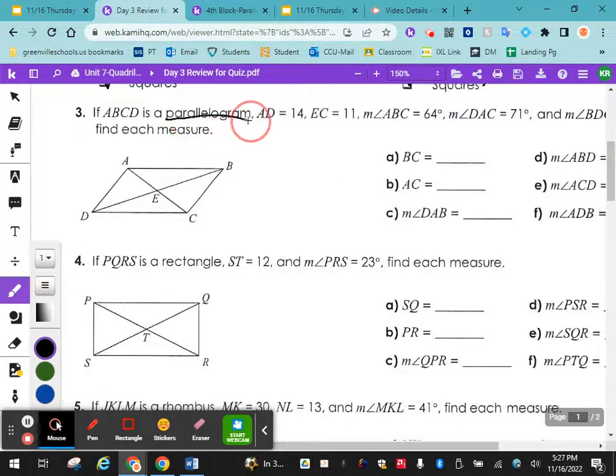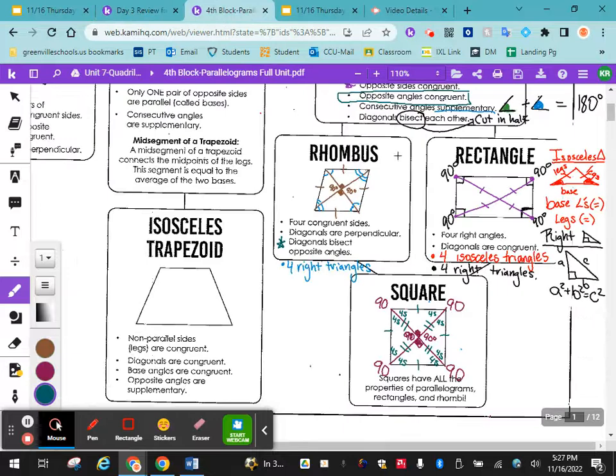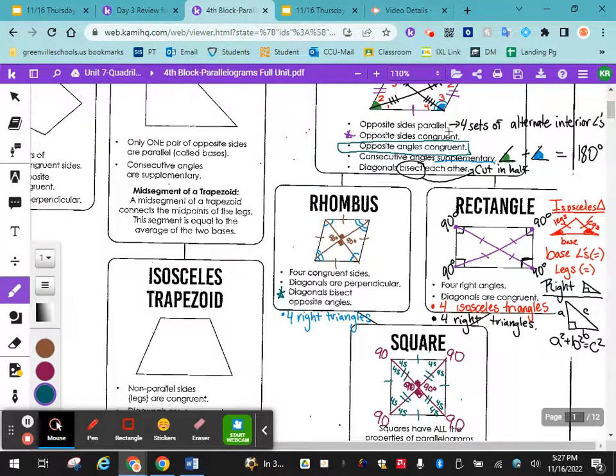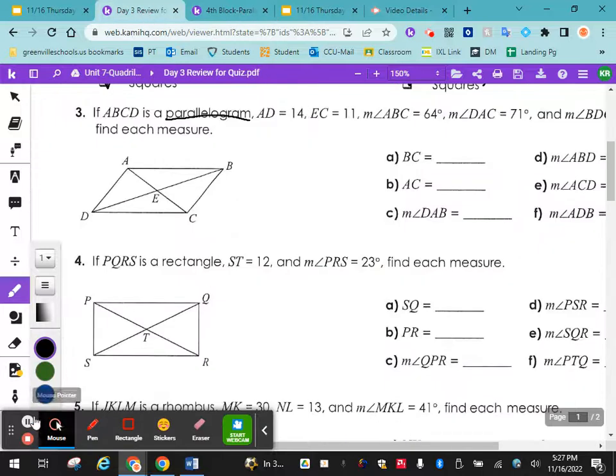So this is a parallelogram. Quickly reviewing parallelograms, opposite sides are parallel, so there are 4 sets of alternate interior angles. We have opposite sides that are congruent, opposite angles are congruent, consecutive angles are supplementary, they add up to 180, and diagonals bisect each other, so they cut each other in half. Okay, so AD is 14, so BC is also 14. Those are equal. Opposite sides are congruent.